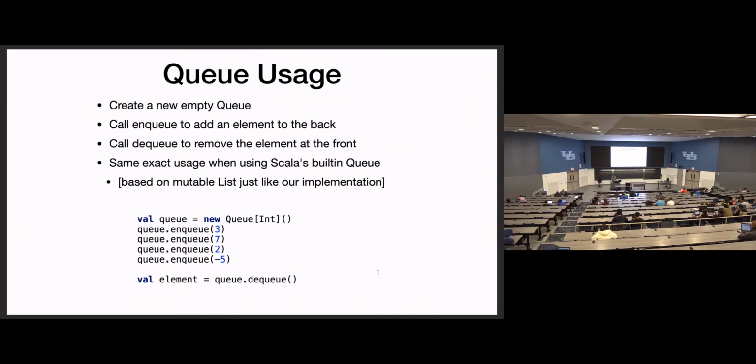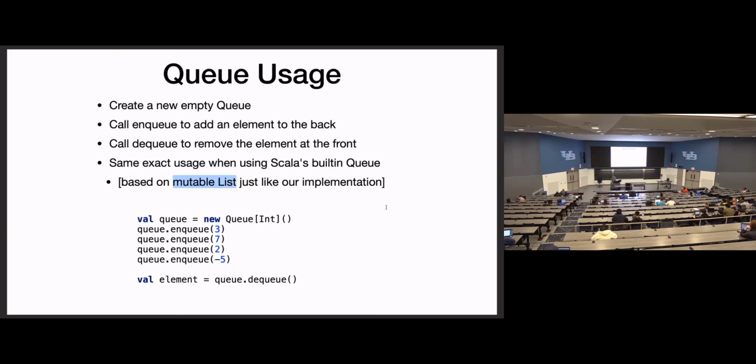All right, sample usage, same idea as the stack, except this queue is going to be in reverse order of the stack. This queue will be 3, 7, 2, -5 instead of the reverse order of insertion as it was for a stack. So this queue is going to have 3 at the front, then 7, 2, -5. And when we dequeue, we're going to dequeue the value 3.